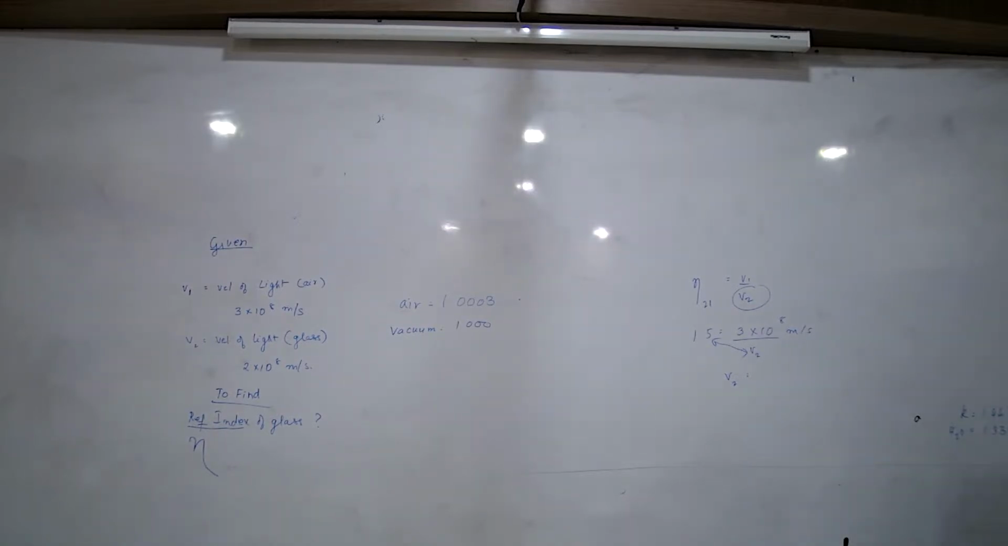Right? Third one. Find out from table the medium having the highest optical density. Find out the medium with the lowest optical density. Bolo kya hai? Diamond is how much?